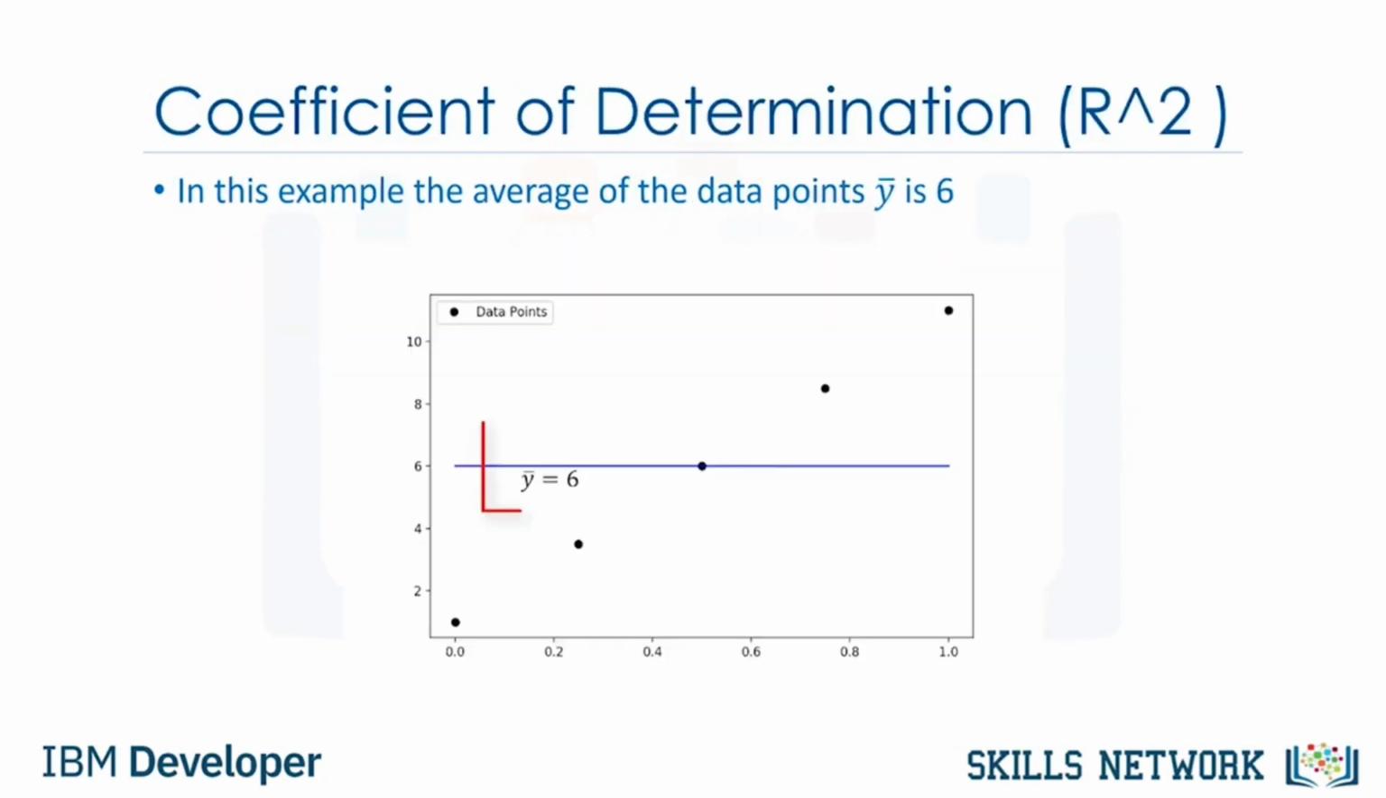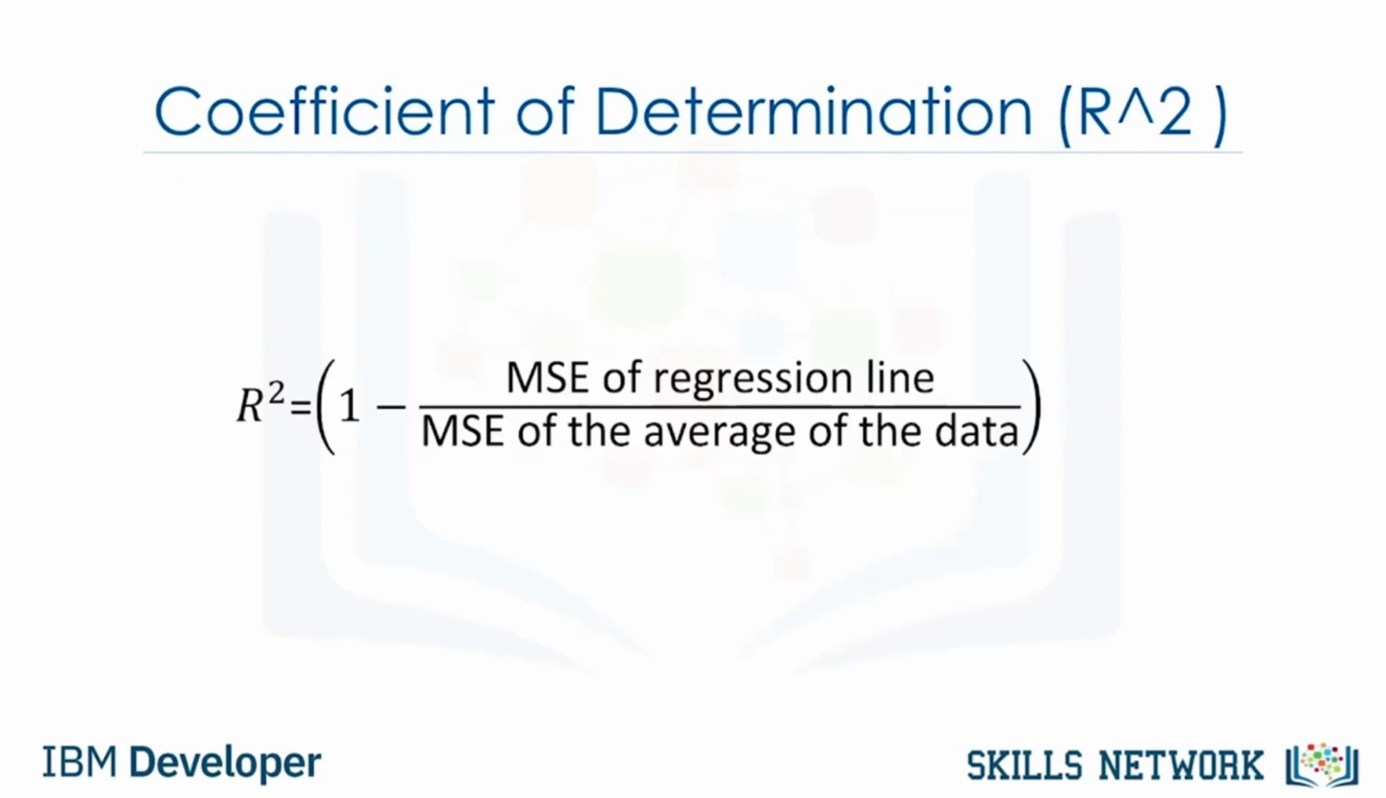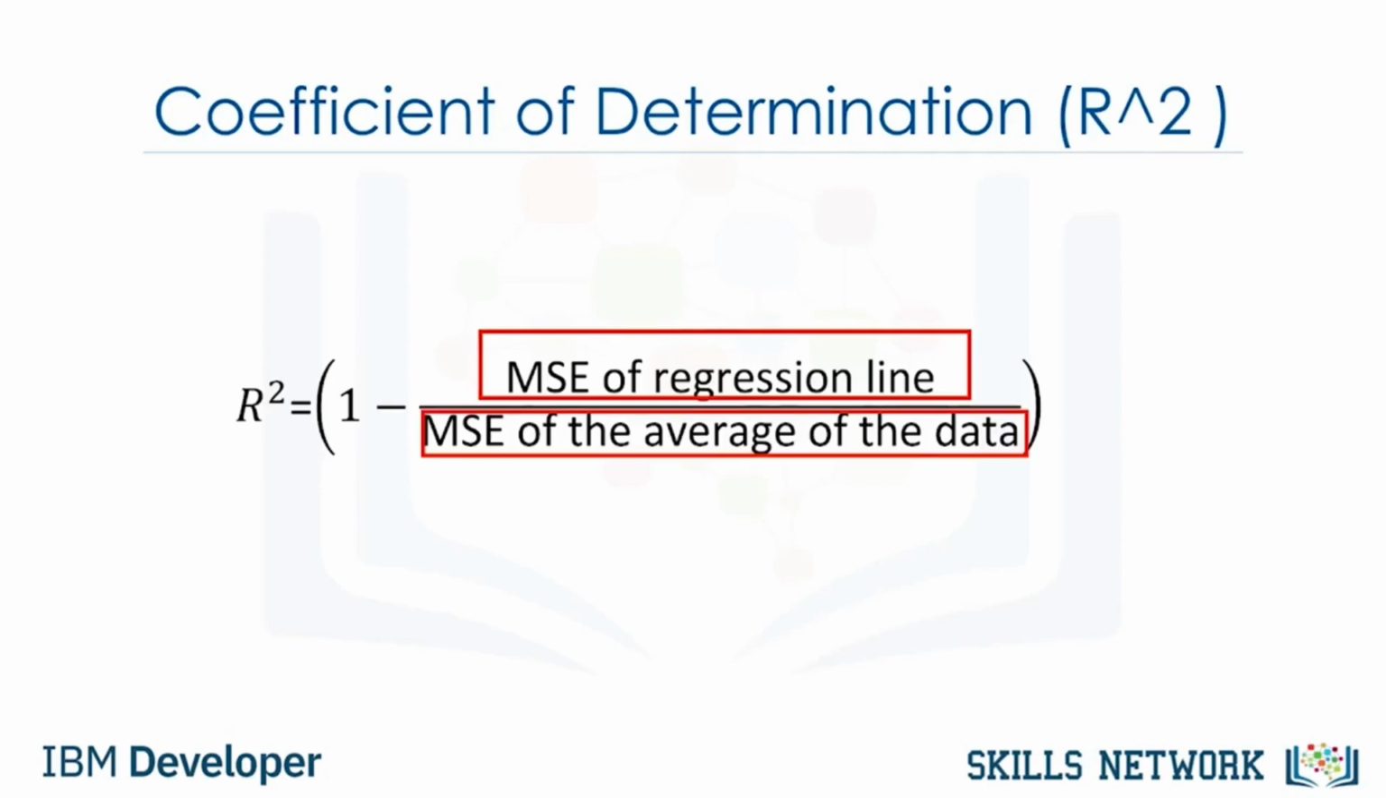In this example, the average of the data points, y bar, is 6. The coefficient of determination, R squared, is 1 minus the ratio of the MSE of the regression line divided by the MSE of the average of the data points. For the most part, it takes values between 0 and 1.